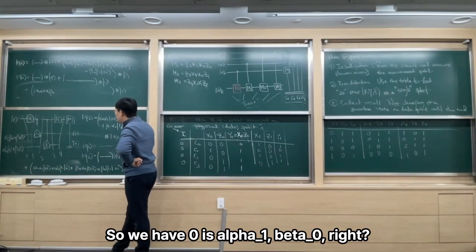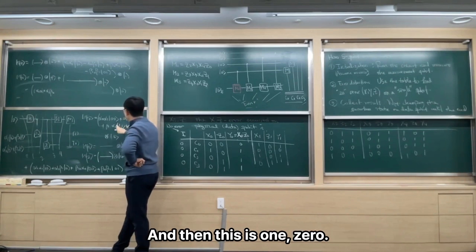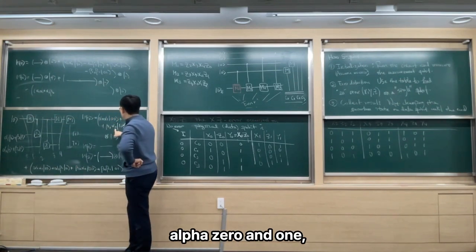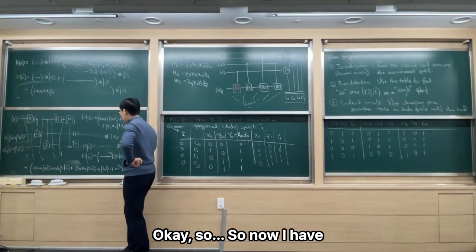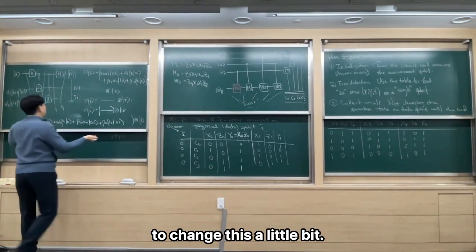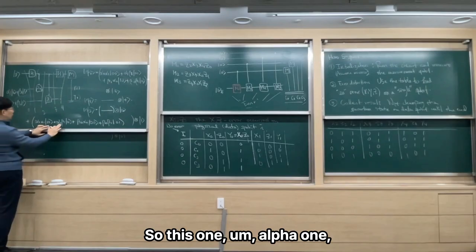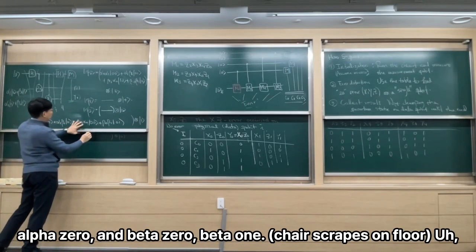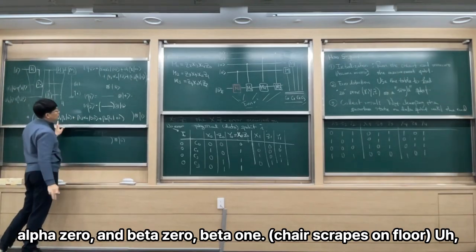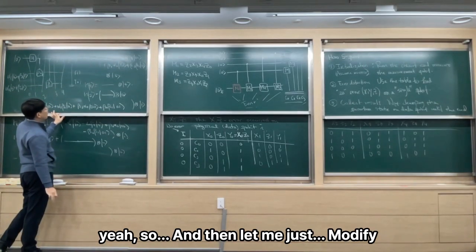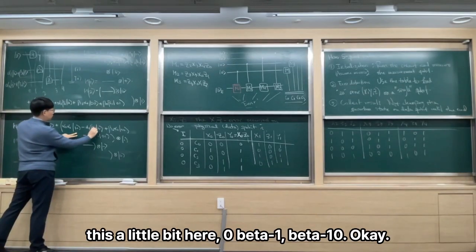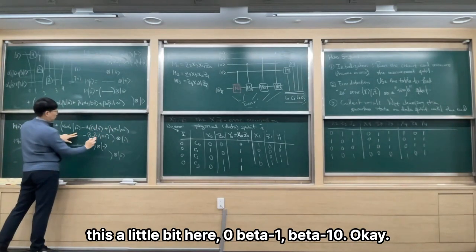So we have alpha 1, beta 0, right? And then this is 1, 0. So 1, 0 here, beta 1, alpha 0, and 1, 1 is beta 0, beta 1. Okay, so now I have to change this a little bit. So this one, alpha 1, beta 0, and beta 1, alpha 0, and beta 0, beta 1. Let me just modify this a little bit here. 0, beta 1, beta 1, 0.